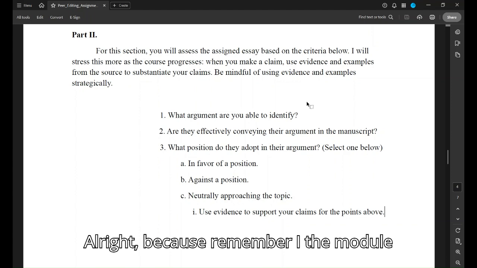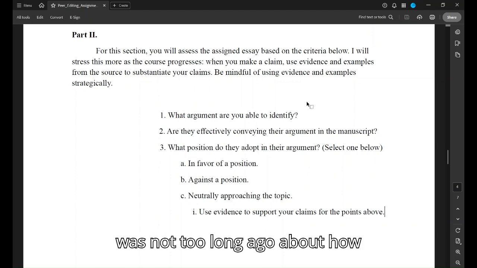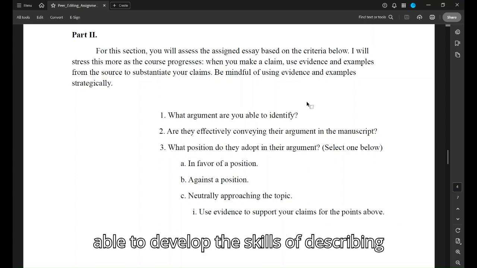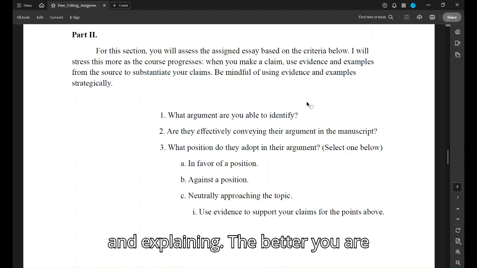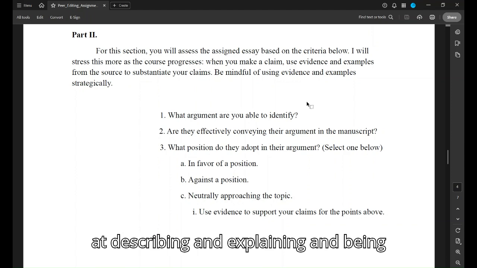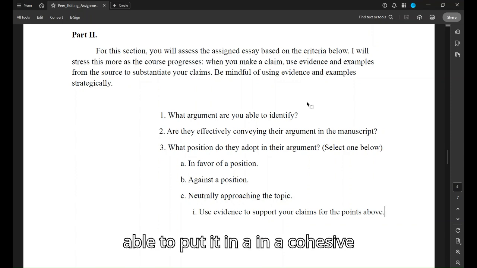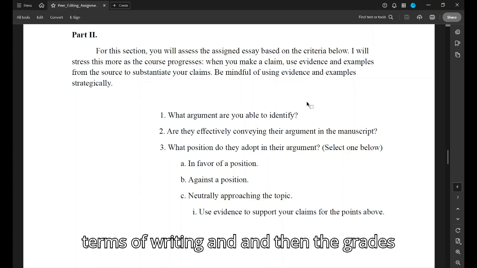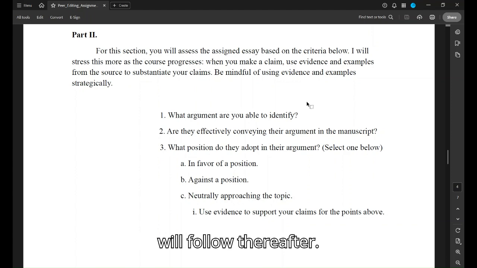All right, because remember, I did modules not too long ago about how to succeed in any course. You need to be able to develop the skills of describing and explaining. The better you are at describing and explaining and being able to put it in a cohesive argument is so much better for you in terms of writing, and then the grades will follow thereafter.